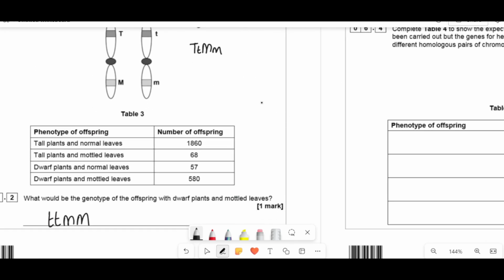So what we need to do is have a quick look at the ratios of all of these. We're going to have 1860, 68, 57, 580. You divide by the smallest number first to get a ratio, so you're going to divide them all by 57. Let's see what we end up getting. 1860 divided by 57 gives you about 32.6. 68 divided by 57 is going to be 1 point something, 1.2, then 1, and then 580 divided by 57 gives you about 10.2. That's not the 9:3:3:1 that we like. We can see there's more towards this side and less towards here.